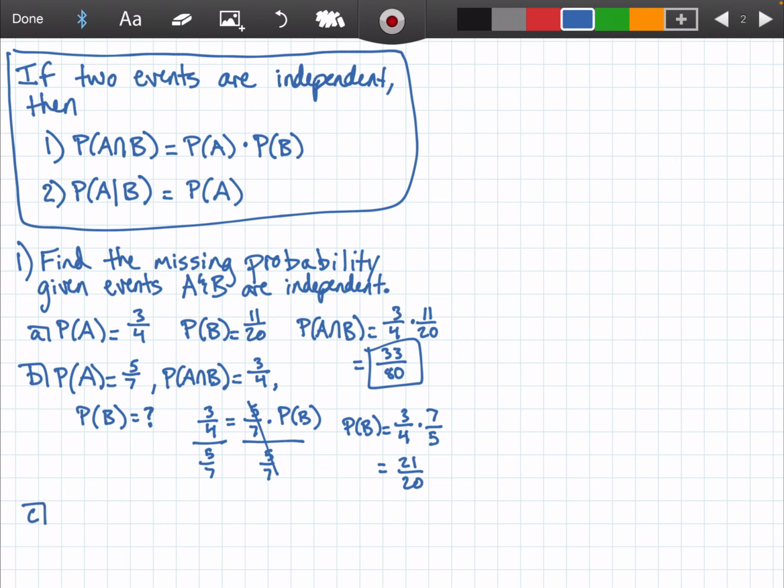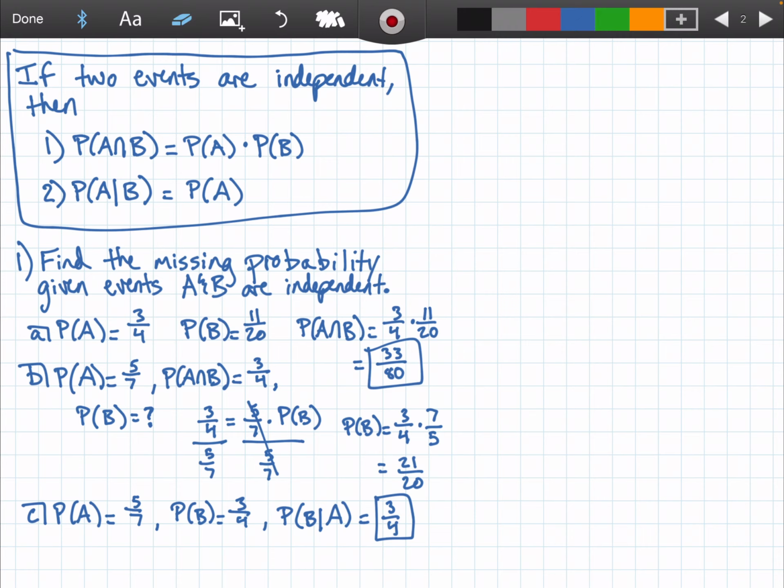Okay, last example, let's say the probability of A is 5/7. Here we go. The probability of B is 3/4. So I want the probability of B given A. Well, if these are independent, the probability of A given B is the same as the probability of A, meaning no matter what condition is placed on your event, the probability remains the same. So if I'm looking at the probability of B given A, and they're independent, it's just going to be the same as the probability of B, which is 3/4.